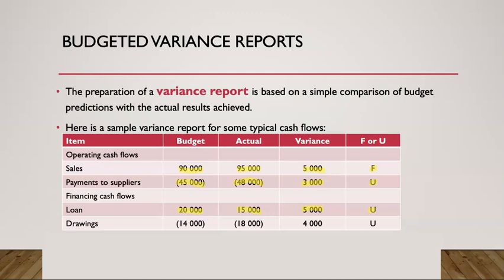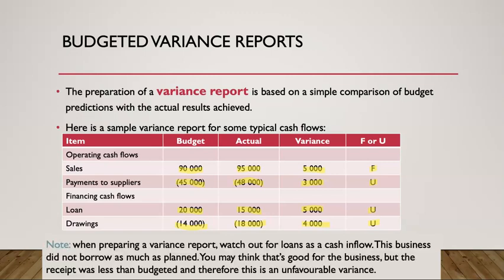Same thing with drawings. $14,000 expected of drawings. $18,000 outflow actually happened. So this is a $4,000 unfavourable variance. And this is the concept that you're going to be doing. You might not be preparing them in 2020, but you will be analysing them.